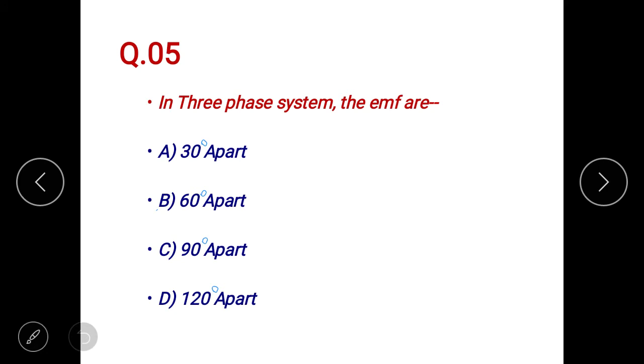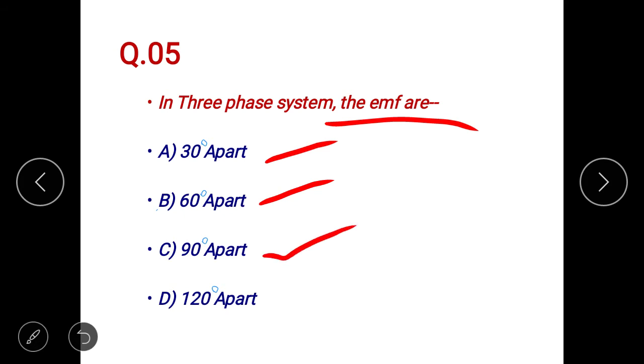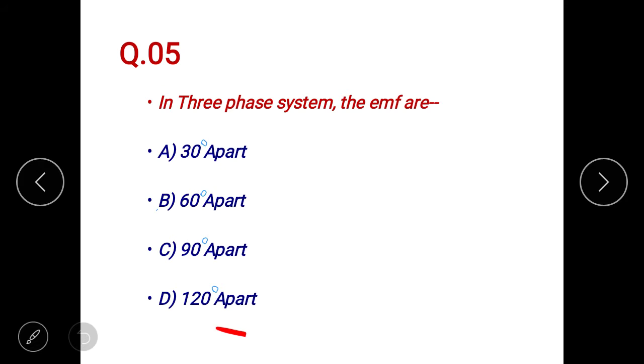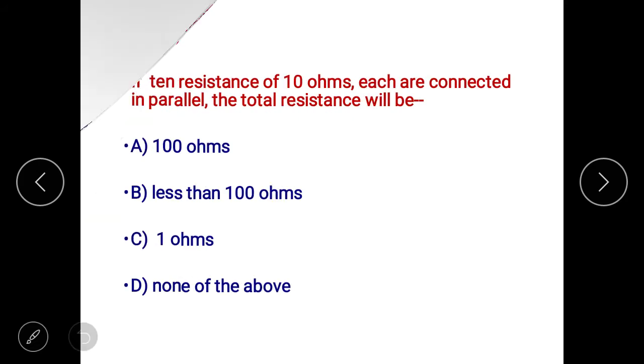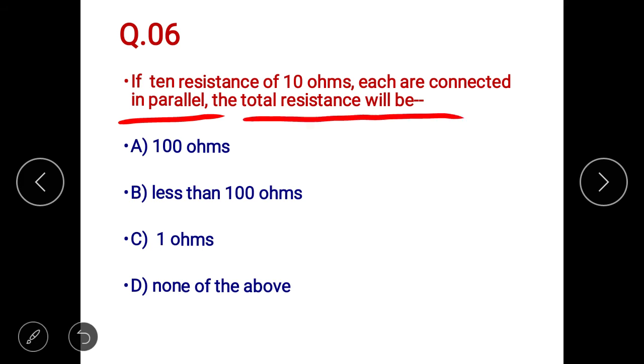In a three-phase system, the EMFs are 30 degrees apart, 60 degrees apart, 90 degrees apart, or 120 degrees apart. The answer is 120 degrees apart. If 10 resistances of 10 ohms each are connected in parallel, then the total resistance will be 100 ohms, less than 100 ohms, 1 ohm, none of the above.